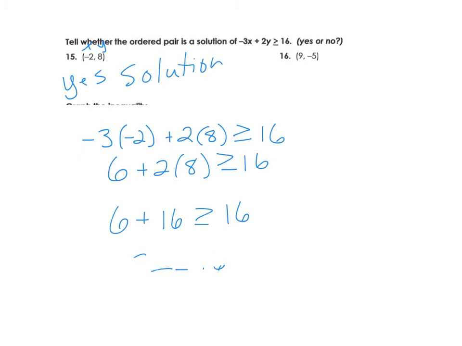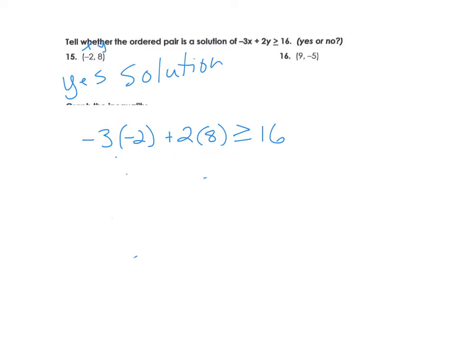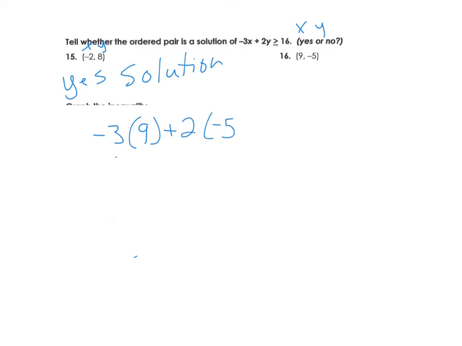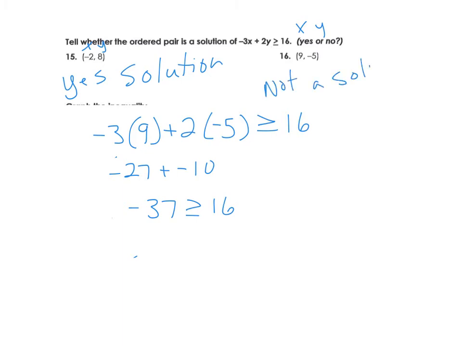Now let's erase this and we'll do number 16. Number 16, my x value is 9 and my y value is negative 5. So I would have negative 3 times x, which is 9, plus 2 times my y value, which is negative 5, is greater than or equal to 16. Negative 3 times 9 is negative 27, plus 2 times negative 5 is negative 10. That's going to give me negative 37 is greater than or equal to 16. And this answer is false. So I would put not a solution. And that's how I would do 15 and 16.